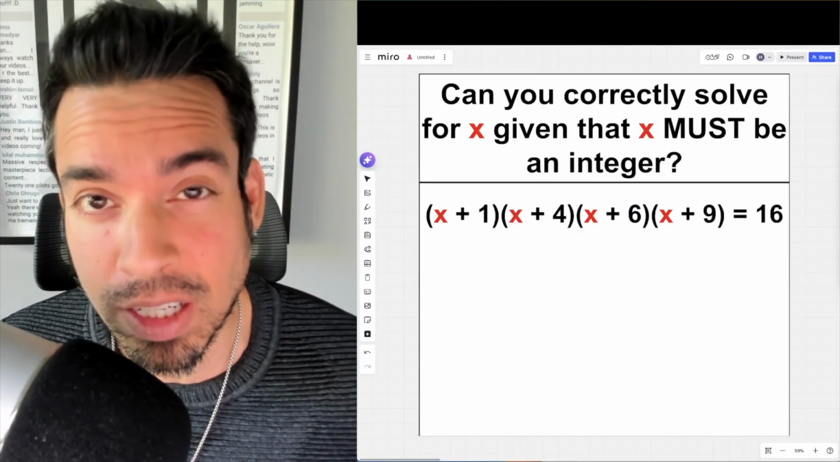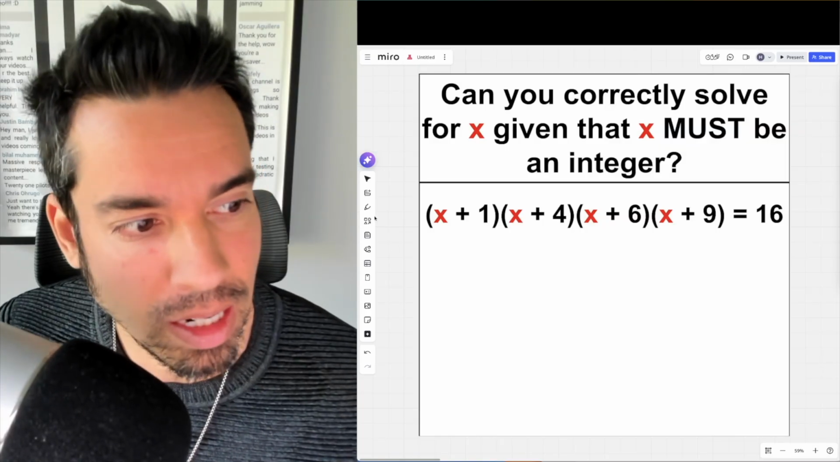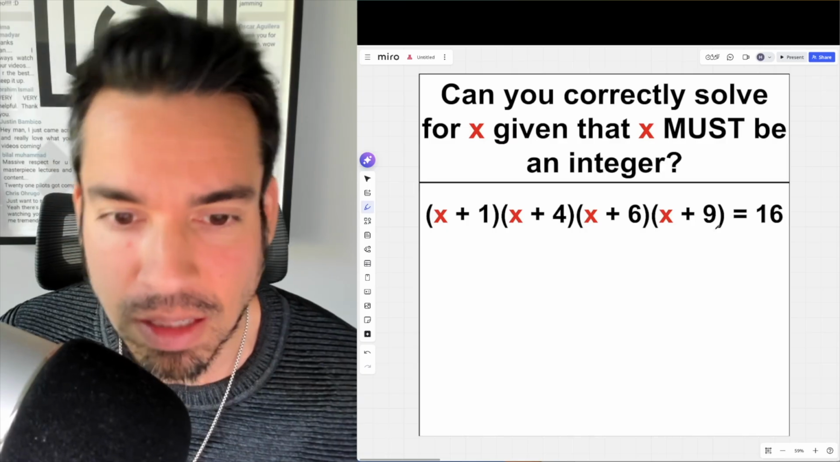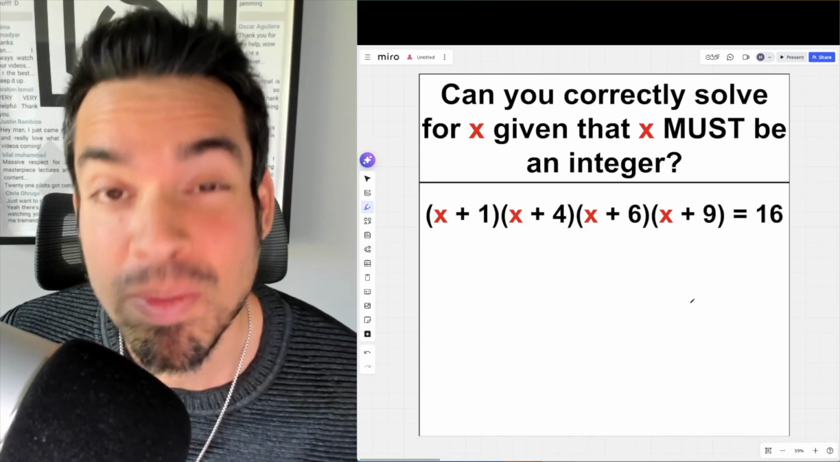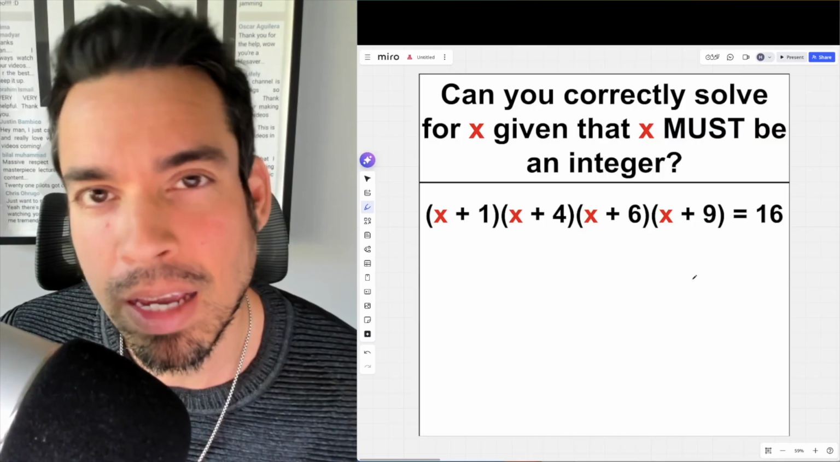In this one, the question is as follows. Can you correctly solve for x given that x must be an integer? And here's our equation. We have (x + 1)(x + 4)(x + 6)(x + 9) = 16. Hit that pause button and see if you can figure it out. When you're ready, hit play, and I'll give you the explanation.